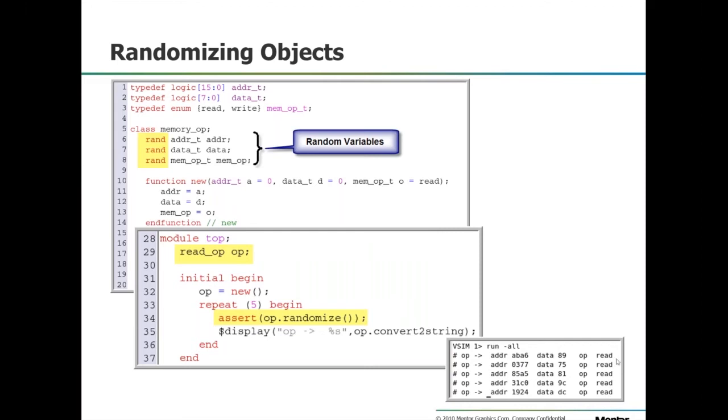For now, you'll see I'm just randomizing this 5 times, and I'll get random address, random data, and I don't know why those all came out to be read. I don't think I have a constraint here. Maybe my potential things are read and write, and I just randomly got 5 reads in a row.